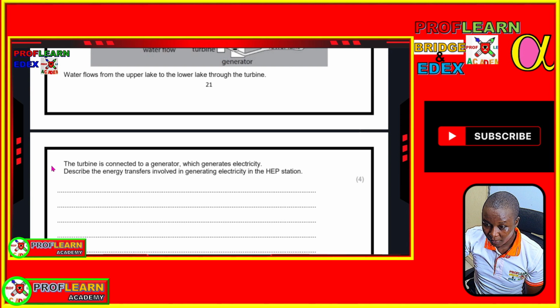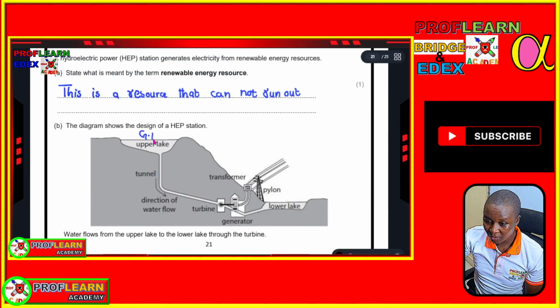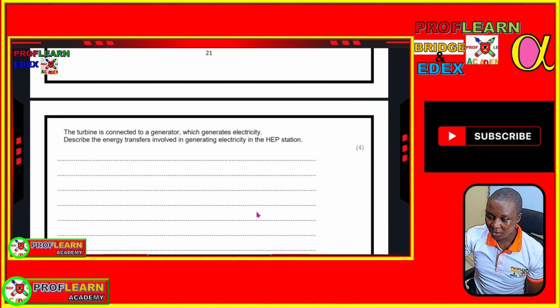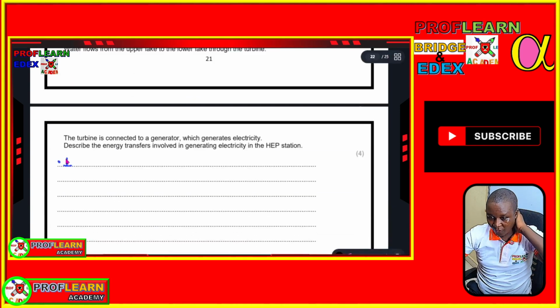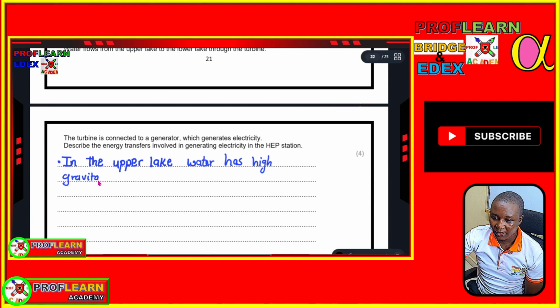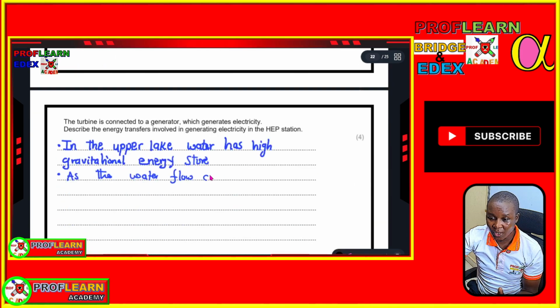So we are supposed to describe the energy transfer that involves hydroelectric power. We have GPE here, and when the water runs through the tube, we have kinetic energy, and that kinetic energy of the water runs the turbines, and then electricity is generated. So if you are supposed to talk about that, we say in the upper lake, water has high gravitational potential energy, and when that water is released, the gravitational potential energy is converted to kinetic energy as the water flows down.